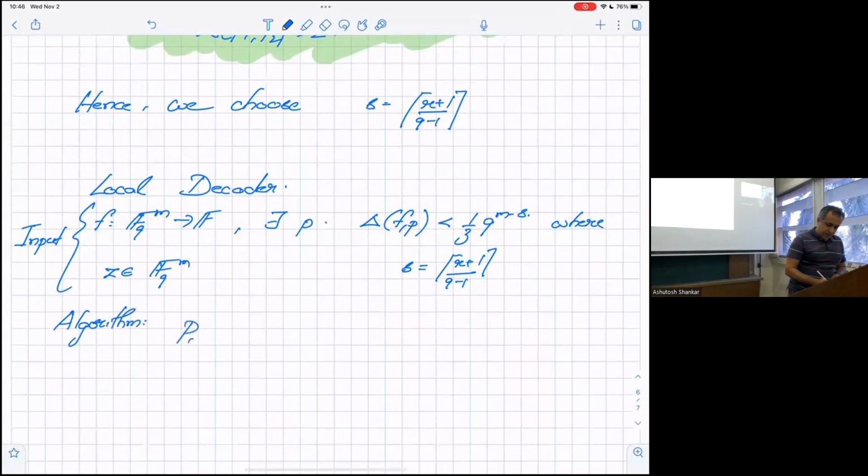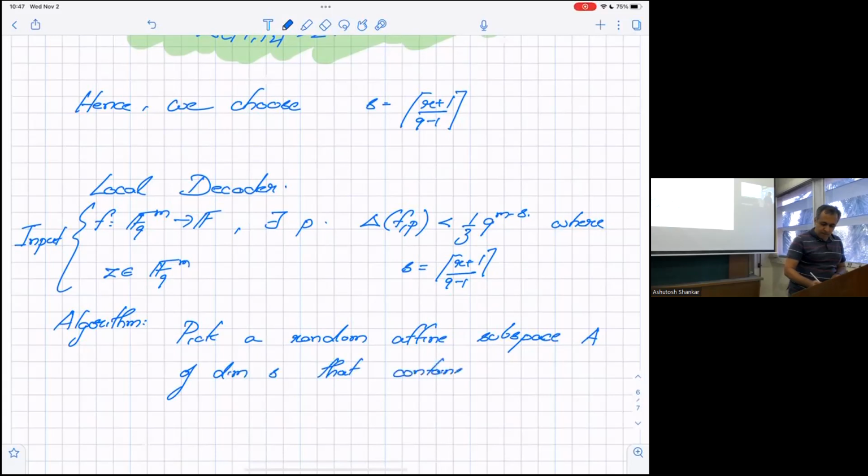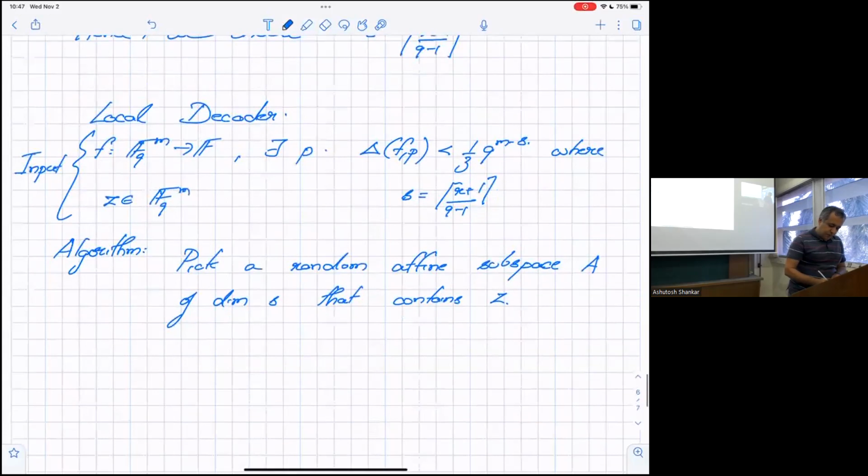Algorithm: pick a random affine space of dimension S that contains Z. Read F restricted to A, interpolate to obtain the value of p hat at Z.